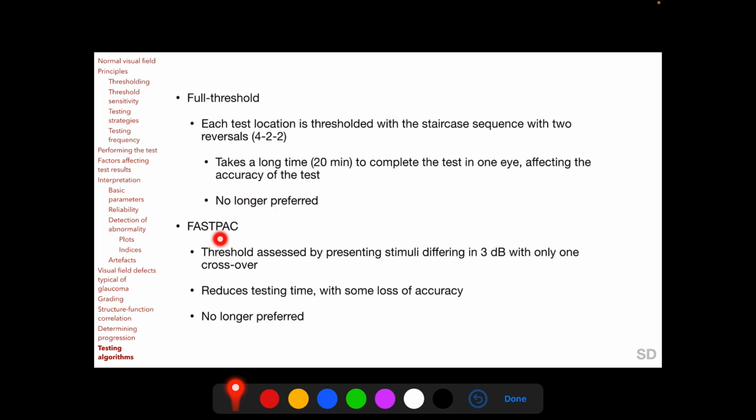And in the fastpac algorithm, thresholding is done by changing the intensity of the stimuli by 3 decibels at every step with only one crossover.